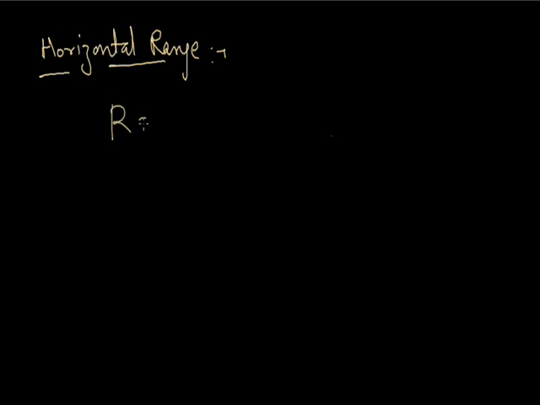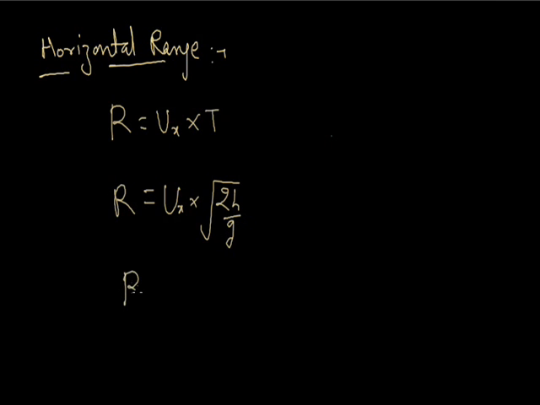Now we'll discuss the horizontal range. As you already know, R equals u_x into t. R is the horizontal range, u_x is the component of the velocity in the horizontal direction, and t is the time of flight. So distance equals velocity into time, and we already found the time of flight. So u_x into root 2h by g, and the velocity component in the horizontal direction is always the same, so it will be u root 2h by g.